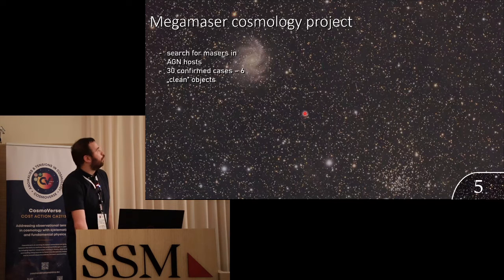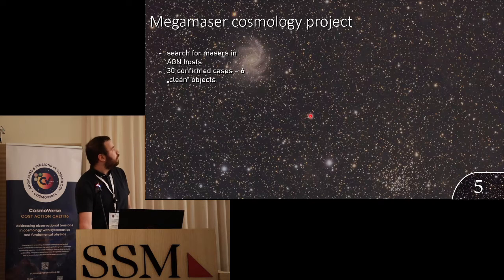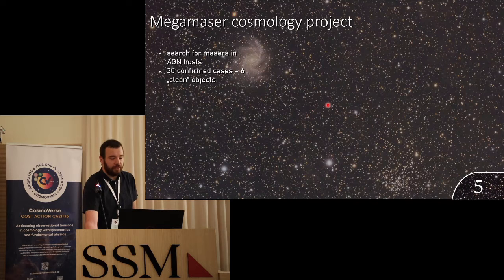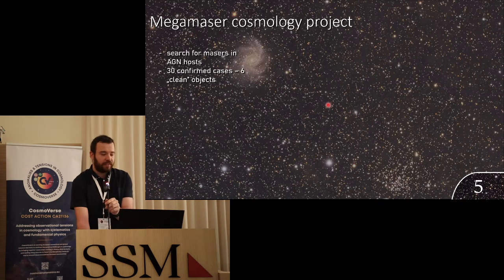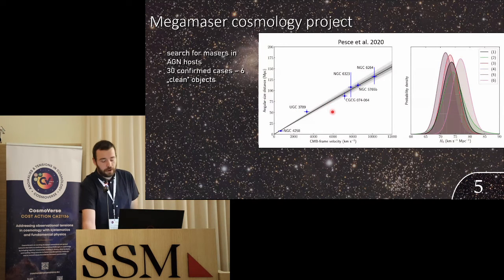So masers have been known for long, and there have been systematic searches for them for quite a long time. Today, according to Dominique Pesce's overview in the CosmoVerse paper, we know about 30 confirmed masers. Out of these, there are 6 that are more or less clean objects. This was overviewed by him in the Megamaser Cosmology Project, which was published in 2020.